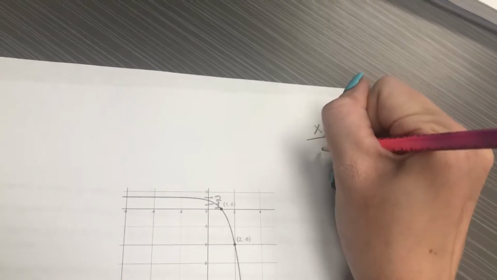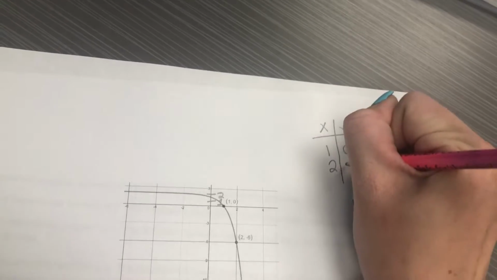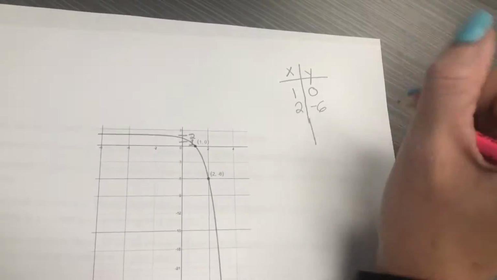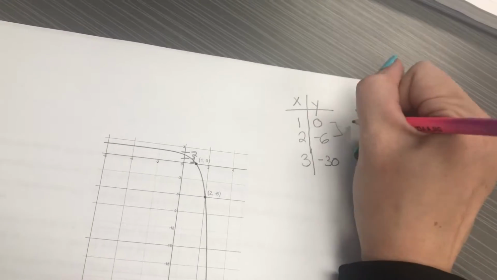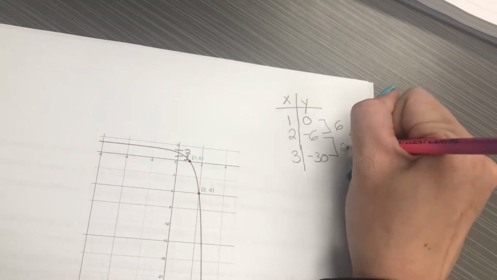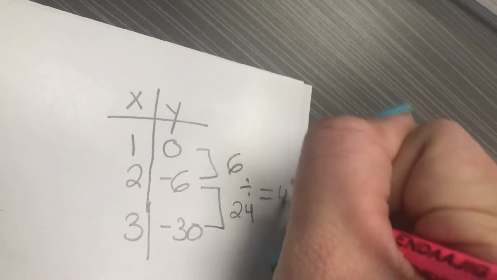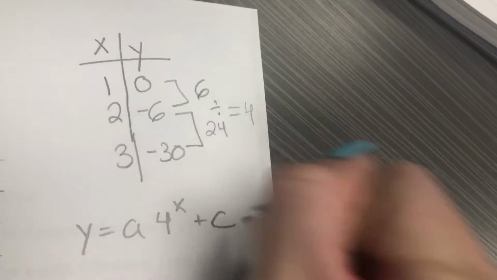Okay, so my first point is 1 and 0. Then I have 2 and -6. And then at the bottom I have 3 and -30. Okay, so the difference between here is 6. The difference between here is 24. Okay, so I divide these two numbers, 24 divided by 6, and I get 4. So I know my B is going to be 4x plus C.